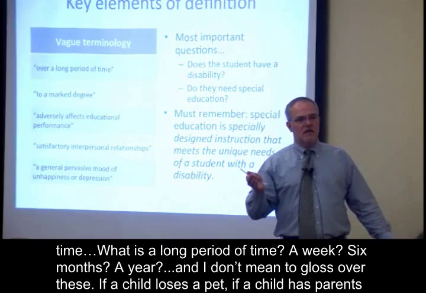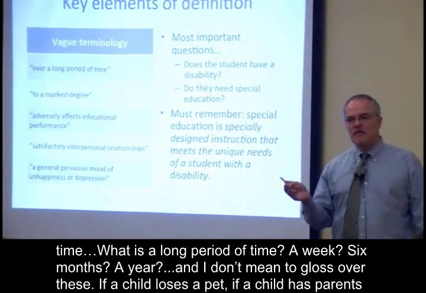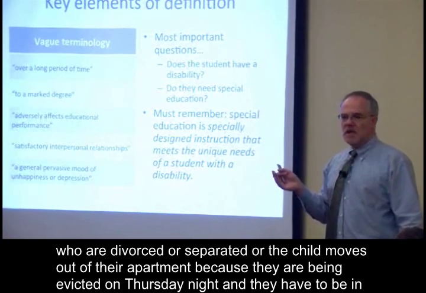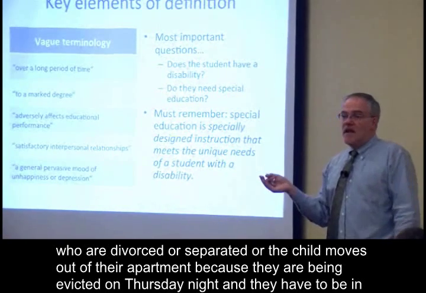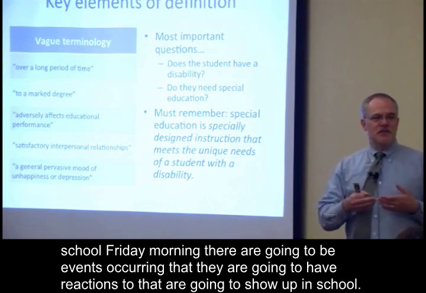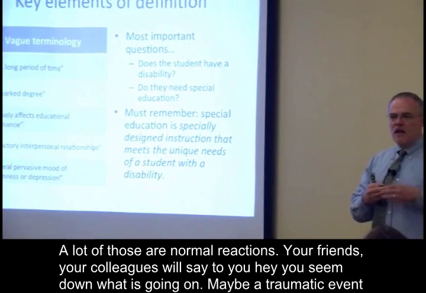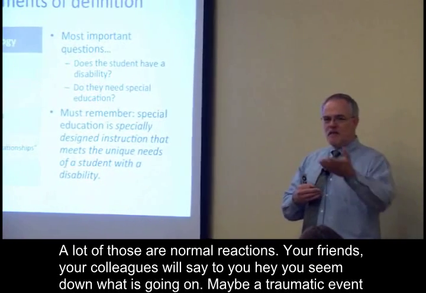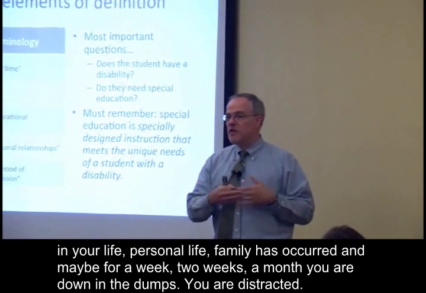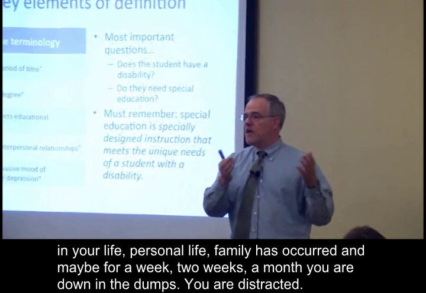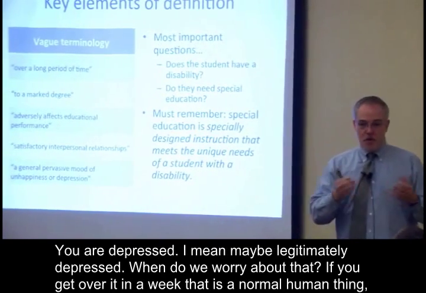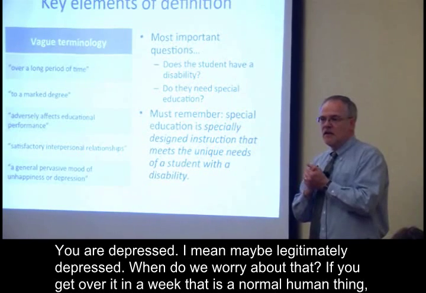If a child loses a pet, if a child has parents who are divorced or separated, or the child moves out of their apartment because they're being evicted on Thursday night and they have to be in school Friday morning, there's going to be events occurring that they're going to have reactions to. They're going to show up in school. A lot of those are normal reactions. Your friends, your colleagues will say to you, hey, you seem down, what's going on? Maybe a traumatic event in your personal life, family, has occurred, and maybe for a week, 2 weeks, a month, you're down in the dumps, you're distracted, you're depressed. I mean, maybe legitimately depressed.